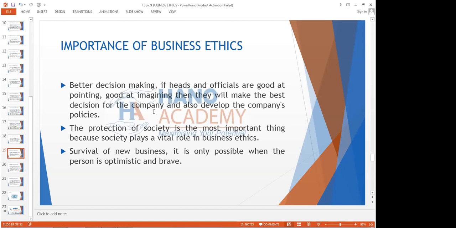So next is survival of new business. It's only possible when the person is optimistic and brave. The person should be optimistic and brave. So optimism is very key here. You need to be optimistic and you need to be brave in the business so that the new business survives.